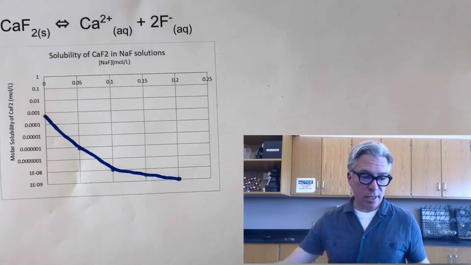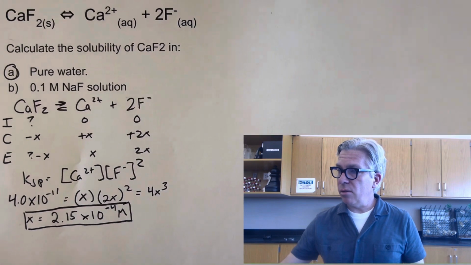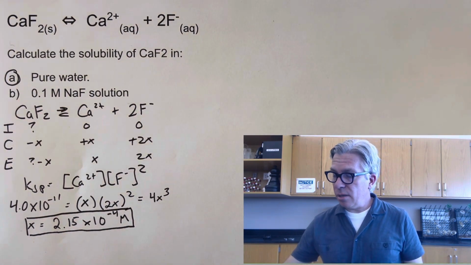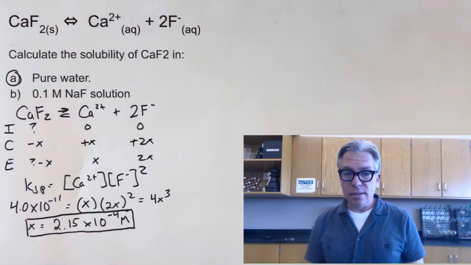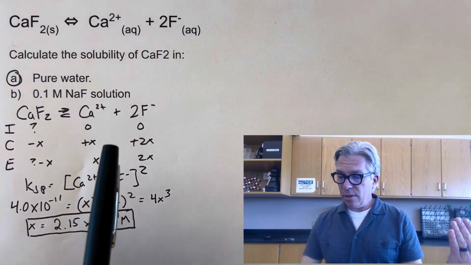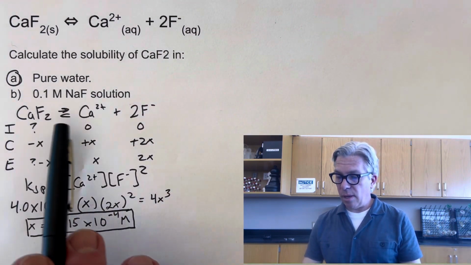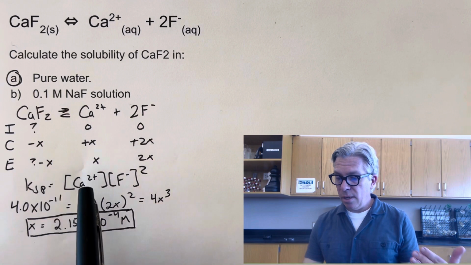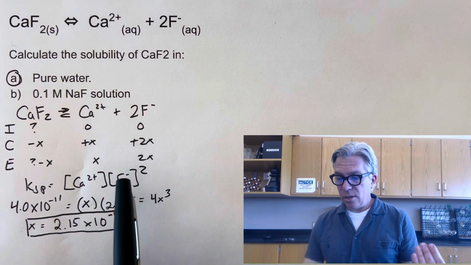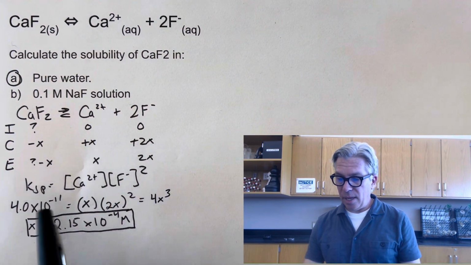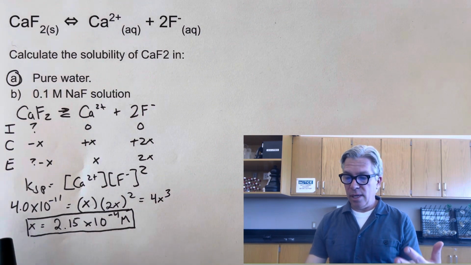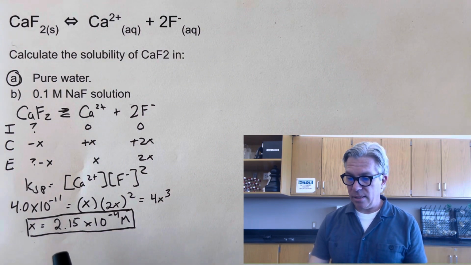I have the calculations worked out. Let's check them out real quick. If you need to pause the video, you totally can. And here's our dissolving dissociation equation. We're going to do pure water first. I rewrote the equation, our ICE table, x and 2x. Here's our Ksp expression, and the Ksp value for calcium fluoride is around 4.0 times 10 to the minus 11.